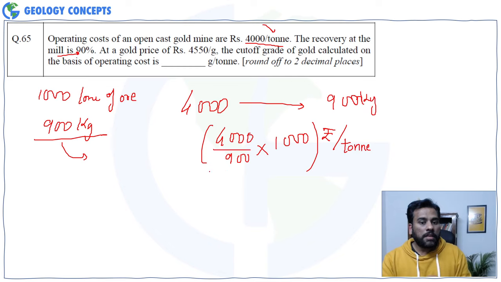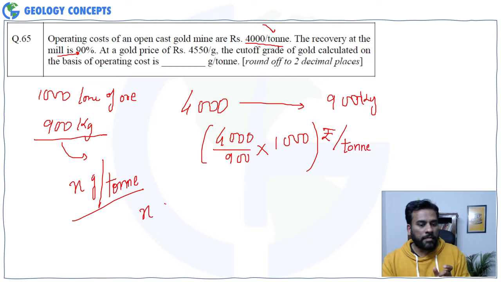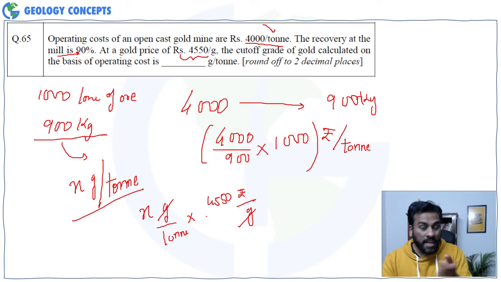Okay. Now, let's say your cutoff grade is X gram per ton. Let's say you have to calculate this. So if you sell this, for 1 ton, you get X gram. How much money will you get out of it? So X gram per ton into 4,550 rupees per gram. This is the gold price, right? So this gram will get cancelled. This much rupees per ton you will earn from the market. So X into 4,550 rupees per ton you will earn.